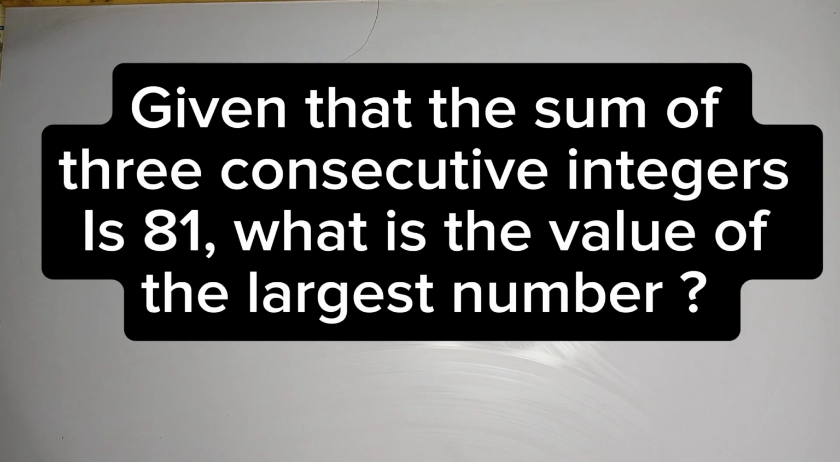Hi everyone and welcome to this tutorial session. This is a question in sequences and series. We are told that the sum of three consecutive integers is 81 and we are asked to find the largest of the three numbers. Okay, without much ado, let's get started.